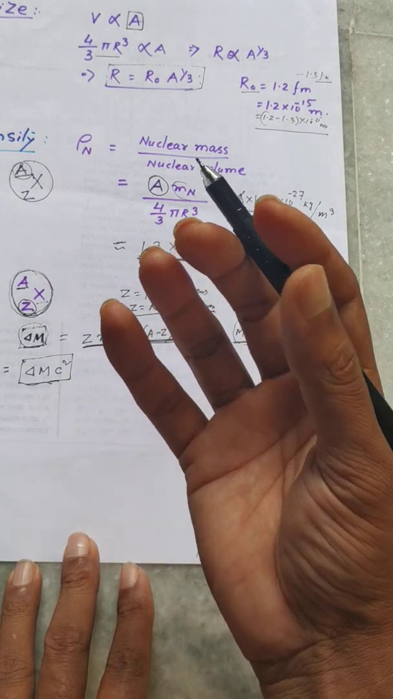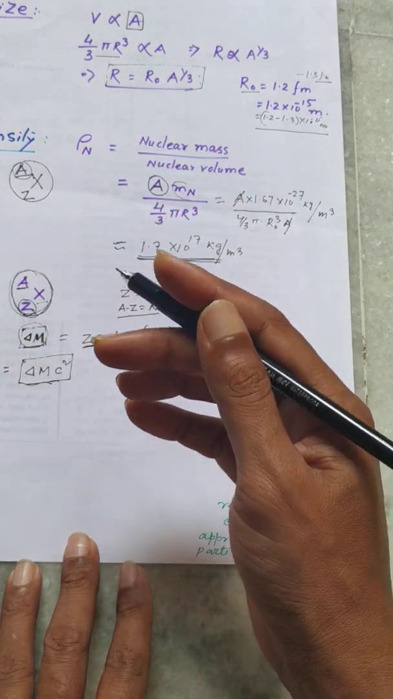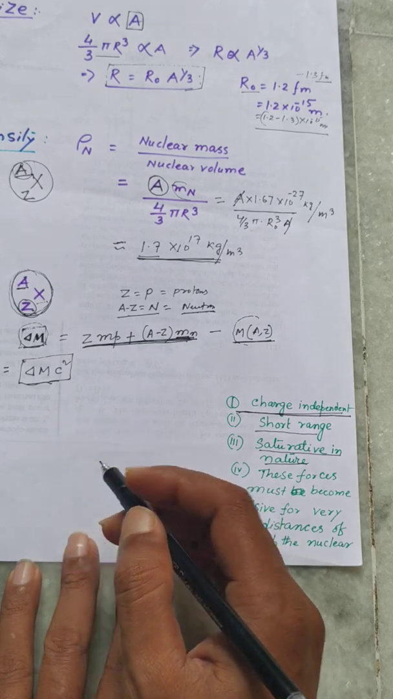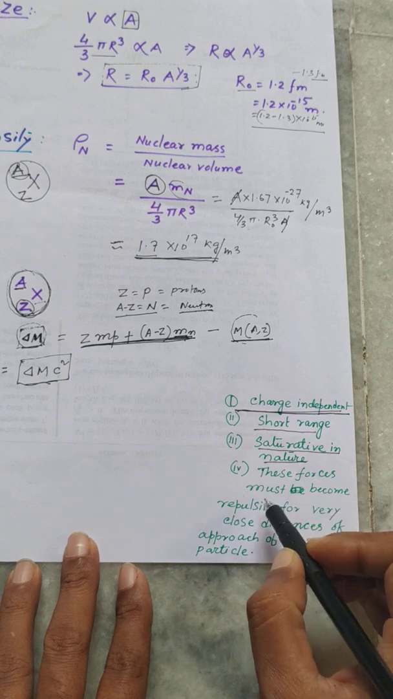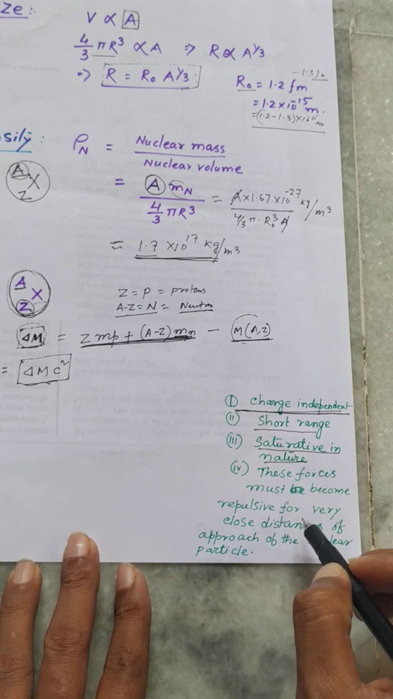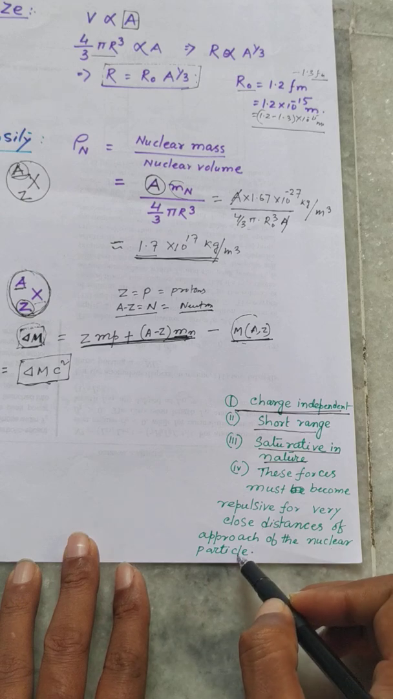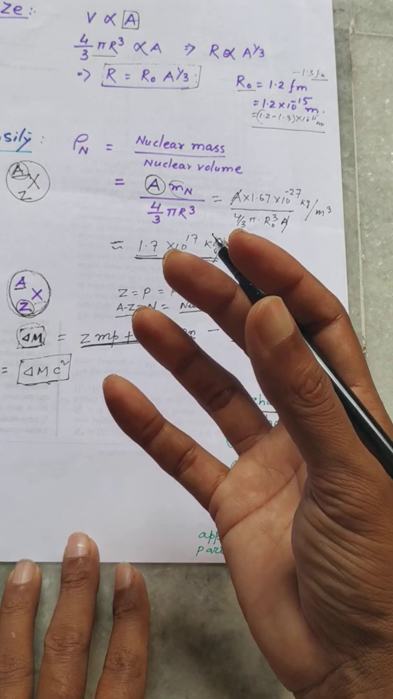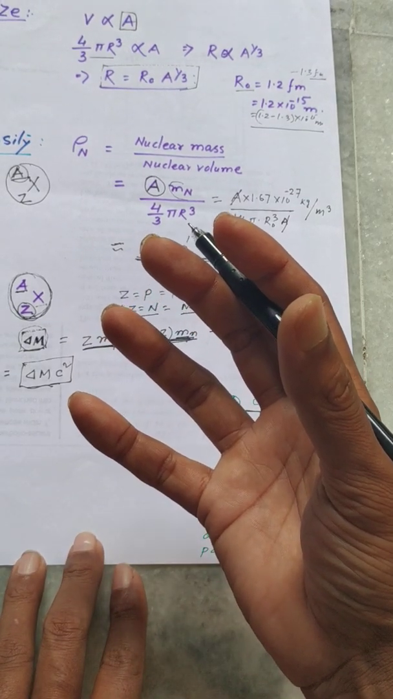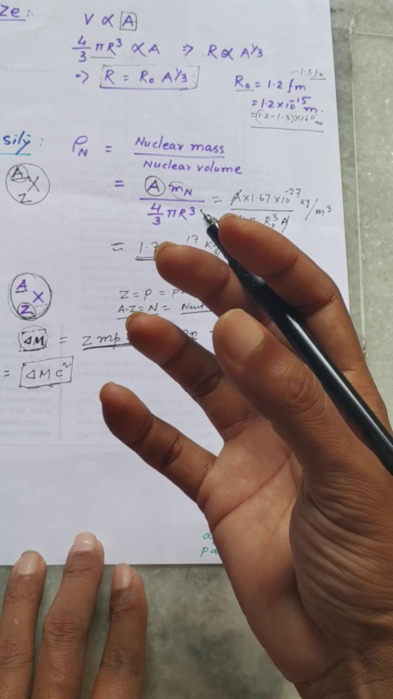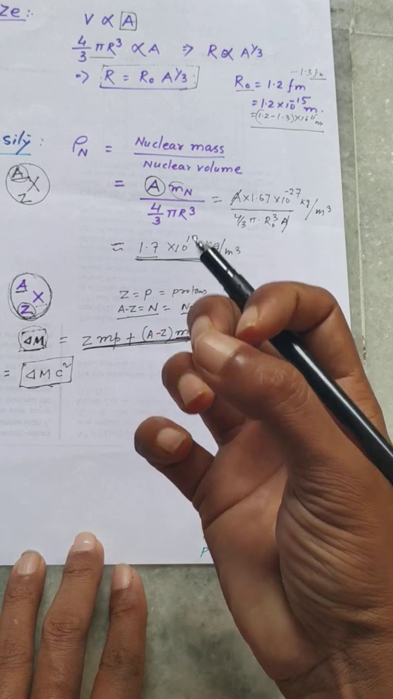One nucleon interacts with a limited number of nucleons, which means the force will be saturative. Number 4, these forces must become repulsive for close distances of approach of the nuclear particles. Otherwise, we cannot consider a stable nucleus without considering the repulsive force. Otherwise, the nucleus will collapse.